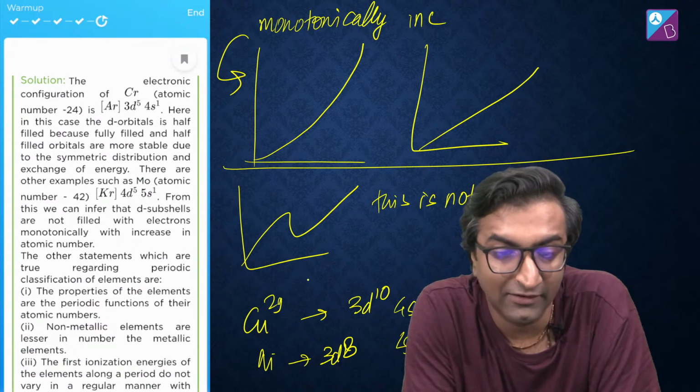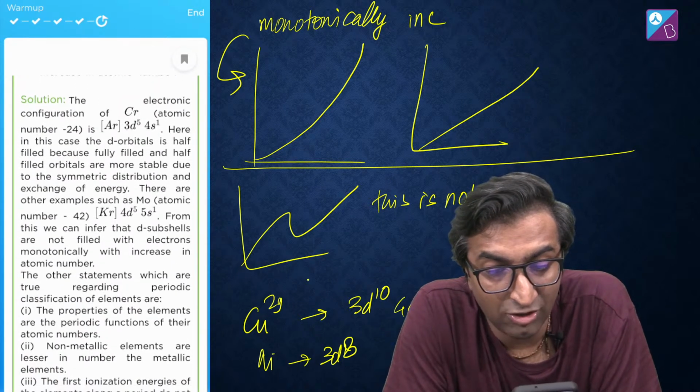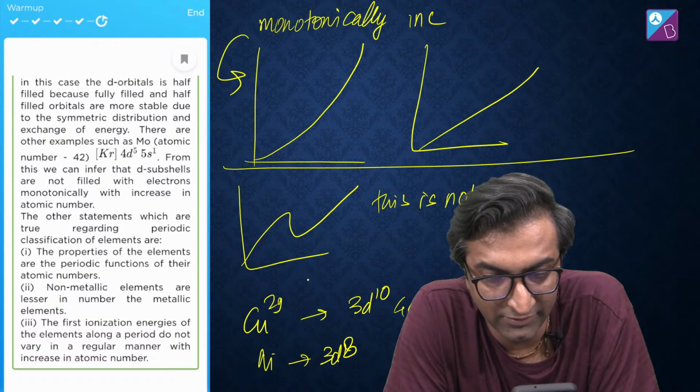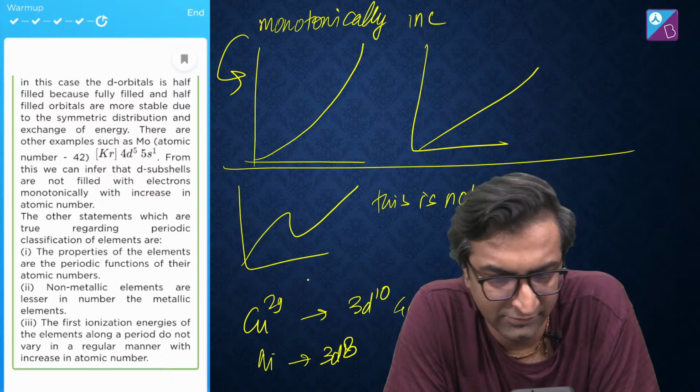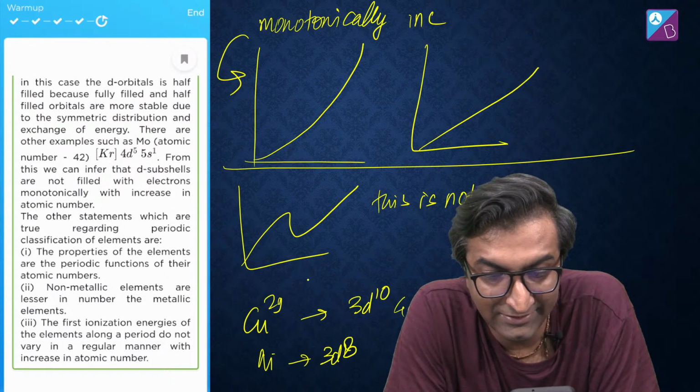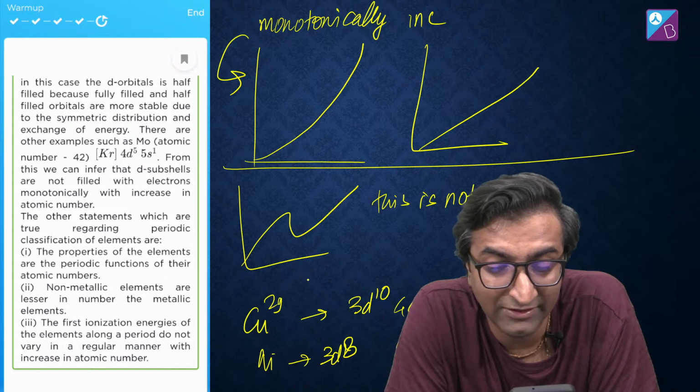What is the explanation? Let's read the explanation. वही चीज यहाँ पे लिखी है. Electronic configuration of chromium. Here the d orbital is half filled because fully filled and half filled orbitals are more stable due to symmetric distribution and exchange of energy. There are other examples such as molybdenum, similar to that, 4d5 5s1, from which we can infer that d subshells are not filled with electrons monotonically with decrease in atomic number.